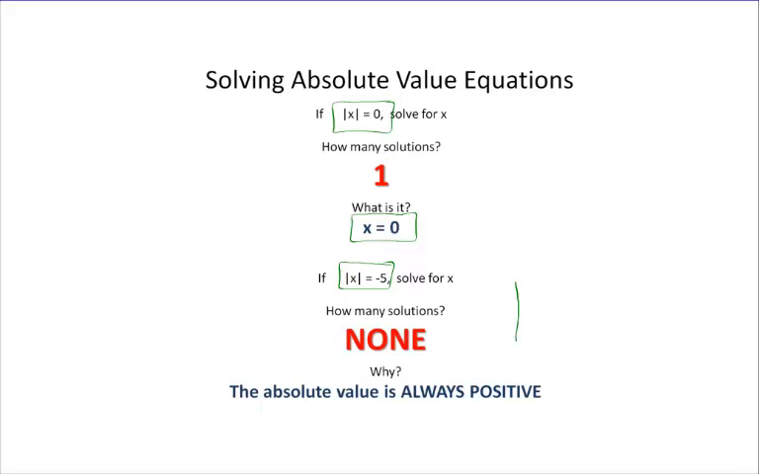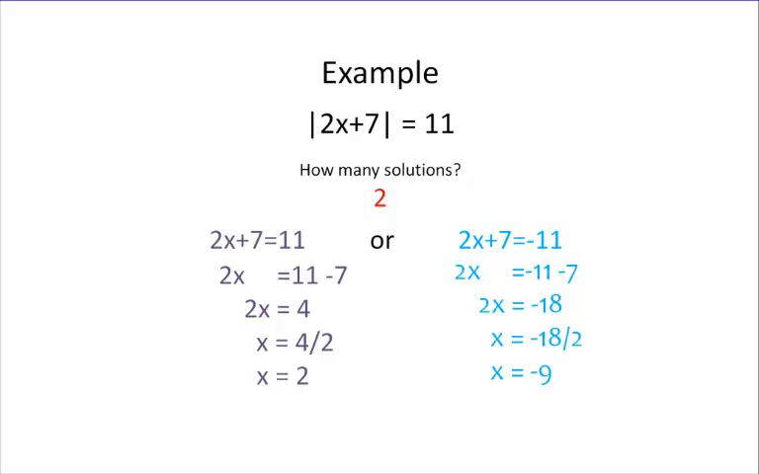There is no x value that I can put into the absolute value function and get a negative as a result. Not going to happen. So there are no solutions to that equation. Now let's bring variables into play. When we have an absolute value variable expression, and we're told that that expression equals positive 11.